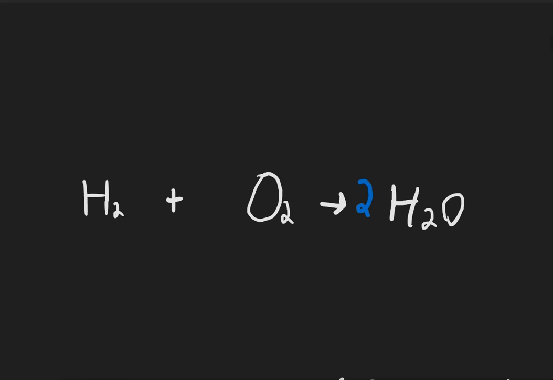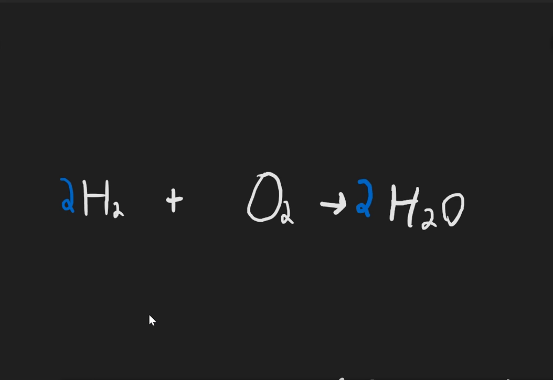So that fixes that, but that also means that we'll have 4 hydrogen atoms here, right? 2 times 2 equals 4. So what can I do to fix that? Well, I'll just have 2 hydrogen molecules. So now let's check that we got it right. We have 2 times 2, so 4 hydrogen atoms on the left side. 2 times 2, so 4 hydrogen atoms on the right side. 2 oxygen atoms on the left side. And 2 times 1, 2 oxygen atoms on the right side. So there, we have our balanced equation.